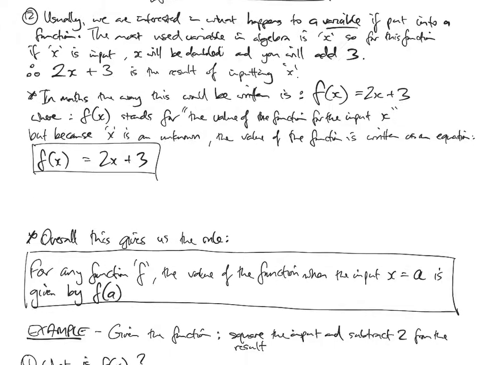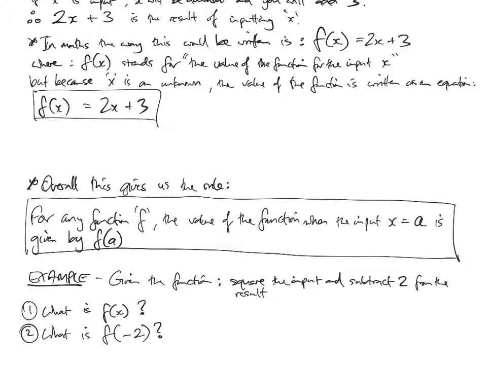So in maths, the accepted way of writing the result of putting an unknown through a function is f of x, so f with x in brackets, is equal to 2x plus 3, because that's what's happening to x. It's being doubled and then you're adding 3 to it. So that left side of that equation, f of x, stands for the value of the function for the input of x. So essentially whatever's in the brackets, f of x is the value of the function for whatever's in that brackets.